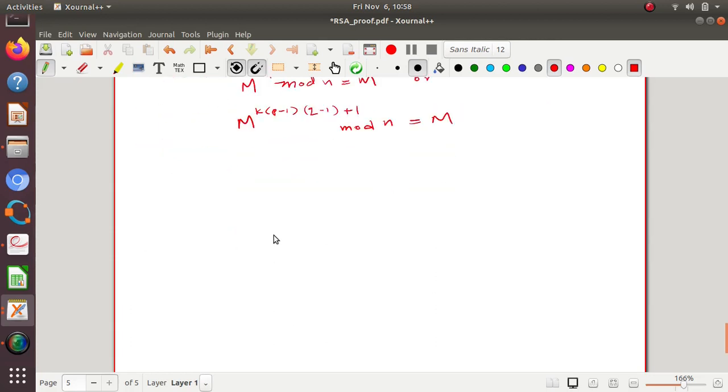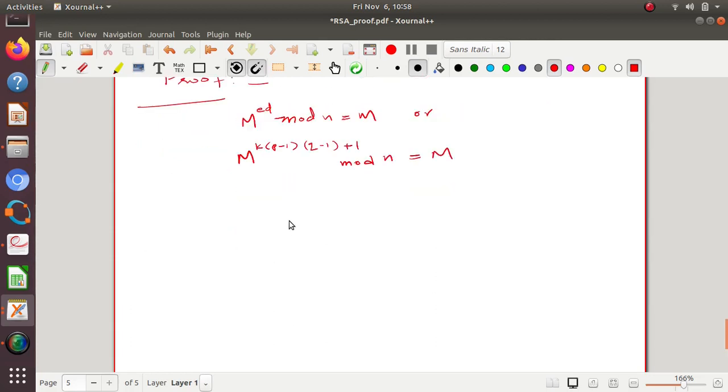Before proving this, we can start with a slightly changed version of this one. First we show that m to the power k into (p minus 1) into (q minus 1) plus 1 mod p is the same as m mod p.